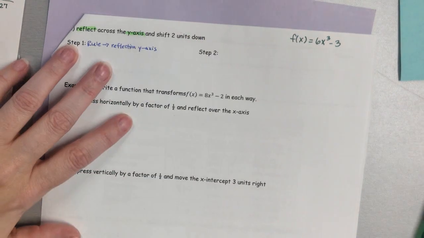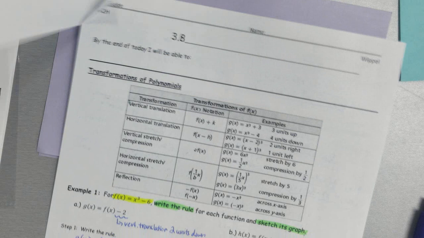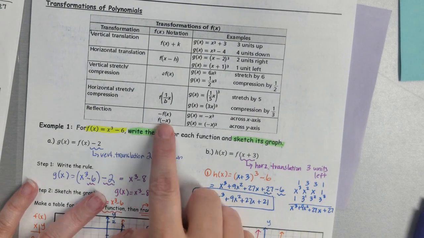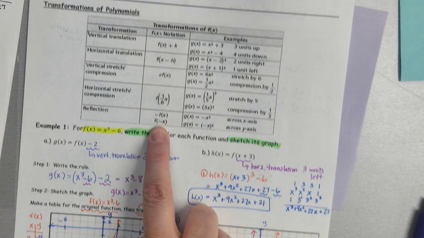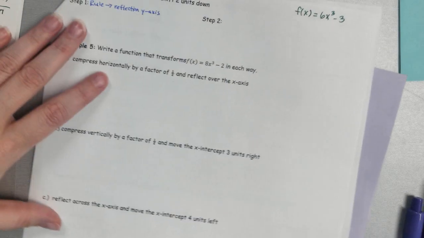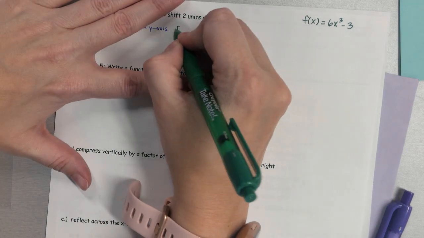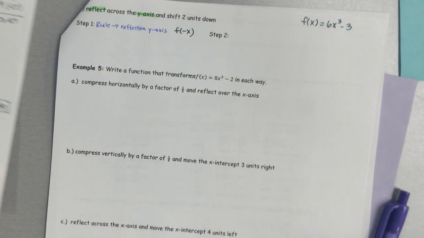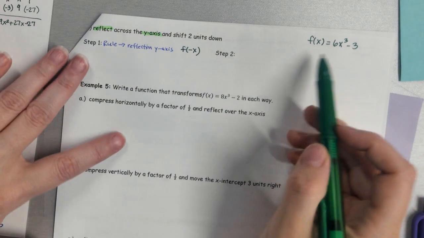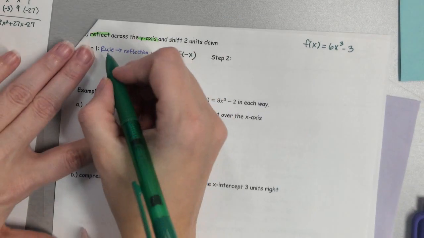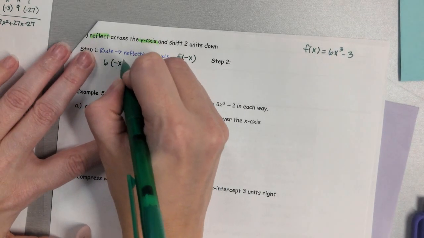for reflection across the y-axis. And if you don't remember it, that's okay. It's on the front side. So reflection across the y-axis. So reflection, if it's across the y, it's f of negative x. Okay, so then that's what I would apply, is f of negative x.